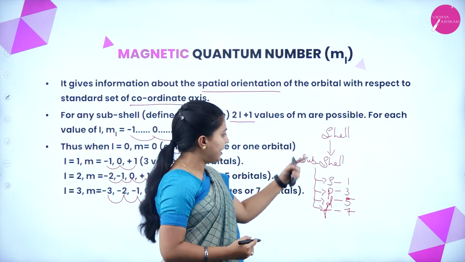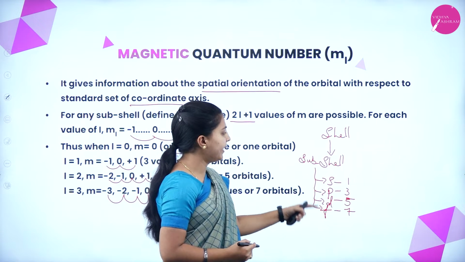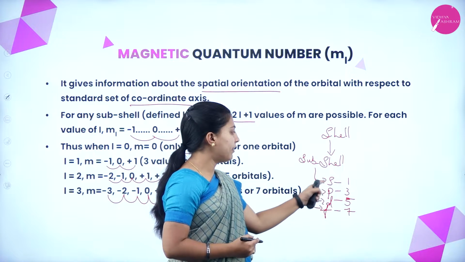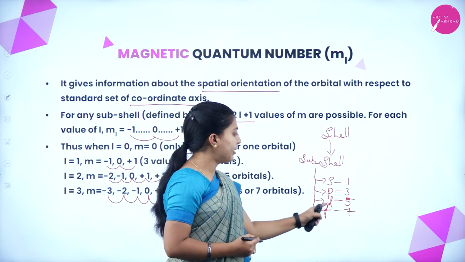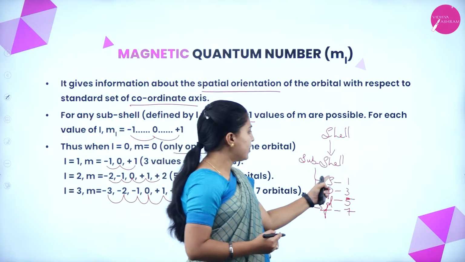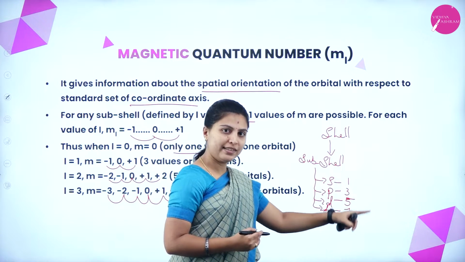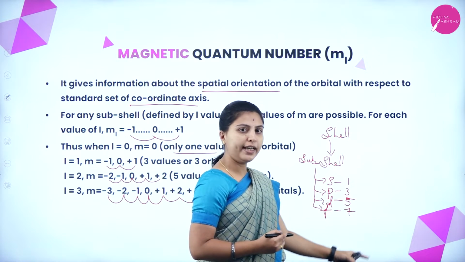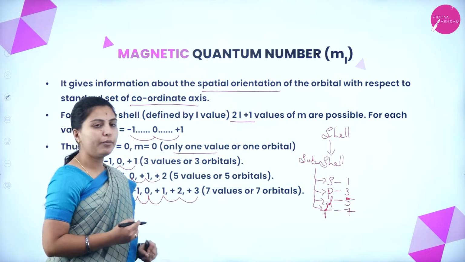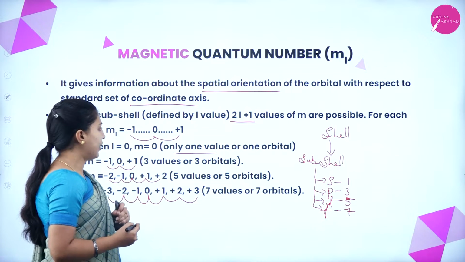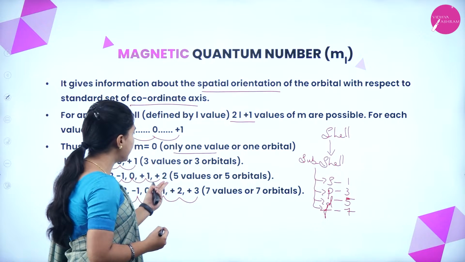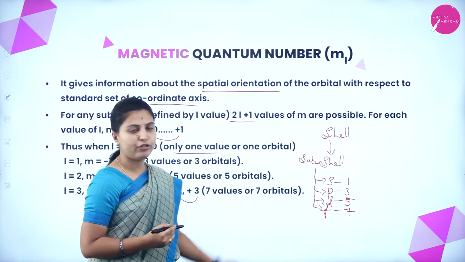First shell, then subshell. In subshell S, P, D, F, S will accommodate one level, one subshell, and P will be 3, D will be 5, F will be 7. Then one level will accommodate 2 electrons: S 2 electrons, P 3 into 2, 6 electrons, D 5 into 2, 10 electrons, F 7 into 2, 14 electrons. Okay, the capacity of that orbital is this many electrons. These are the information about magnetic quantum number. How it has been 1, 3, 5, 7 I have shown here.